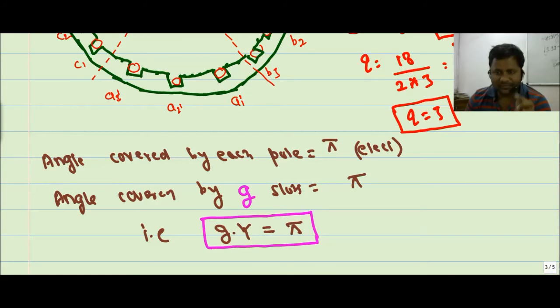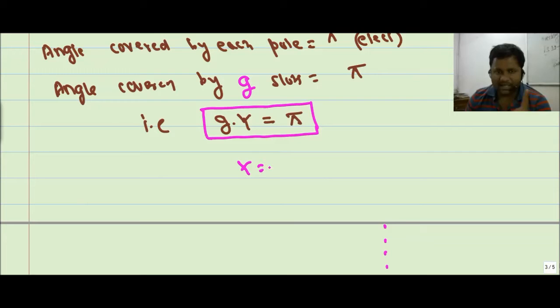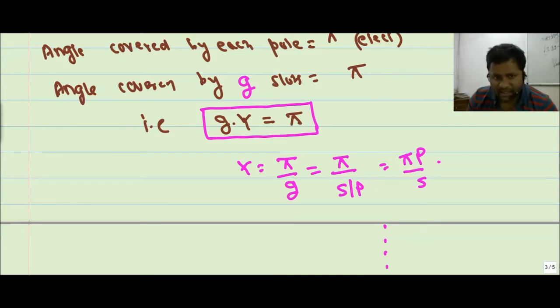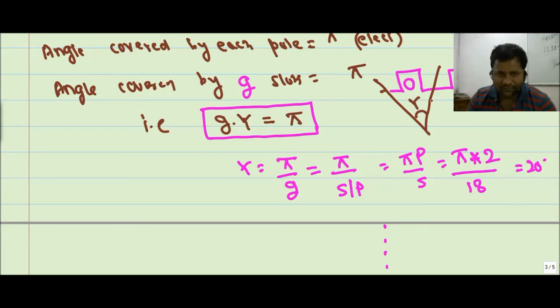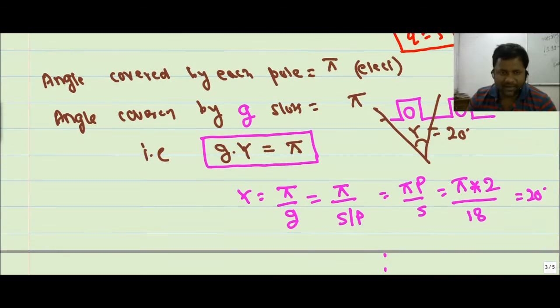How we can achieve this, we can discuss later. We consider gamma equals pi by G, which is pi by slots per pole. It should be pi P by S, which is pi multiplied by 2 divided by 18, which is basically 20 degrees. The gamma is the angular distance between two consecutive slots. So this is called the slot pitch gamma, which equals 20 degrees in this case.